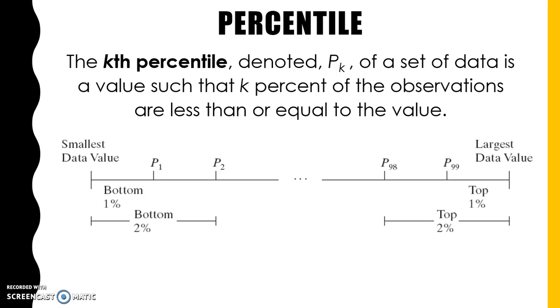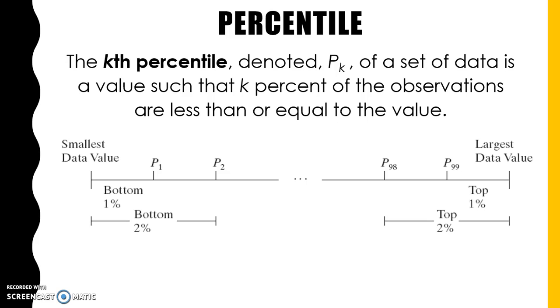So the next thing we have is the percentile. That's just saying that the kth percentile of a set of data is a value such that k% of the observations are less than or equal to that value. So the key phrases here are less than or equal to the value.